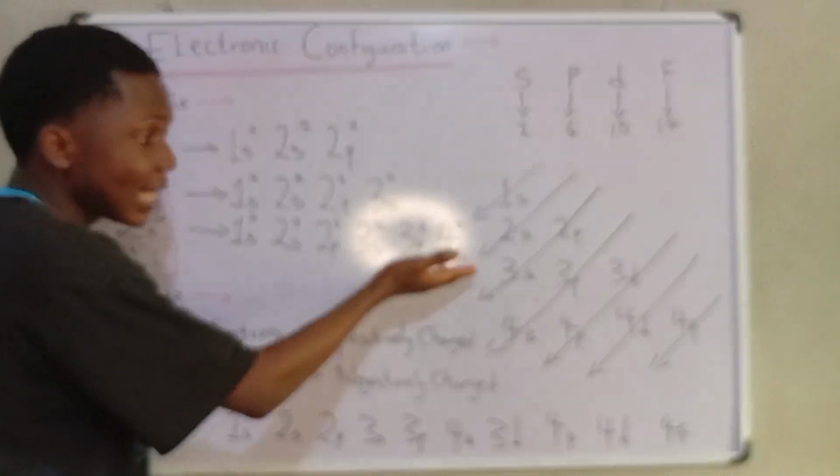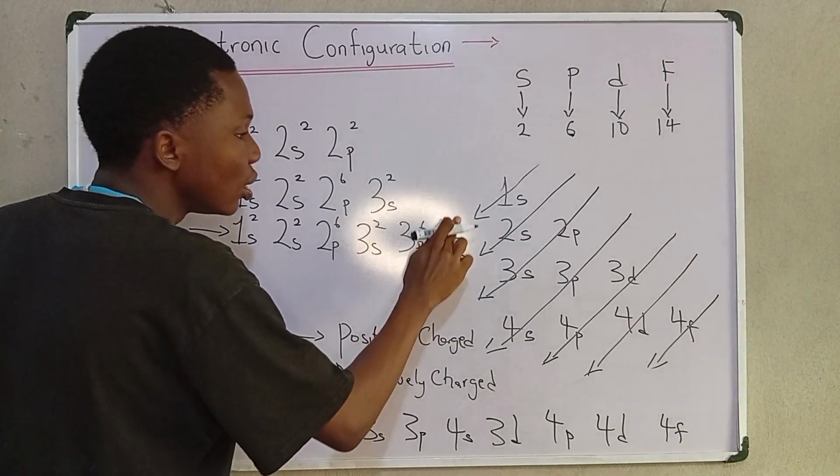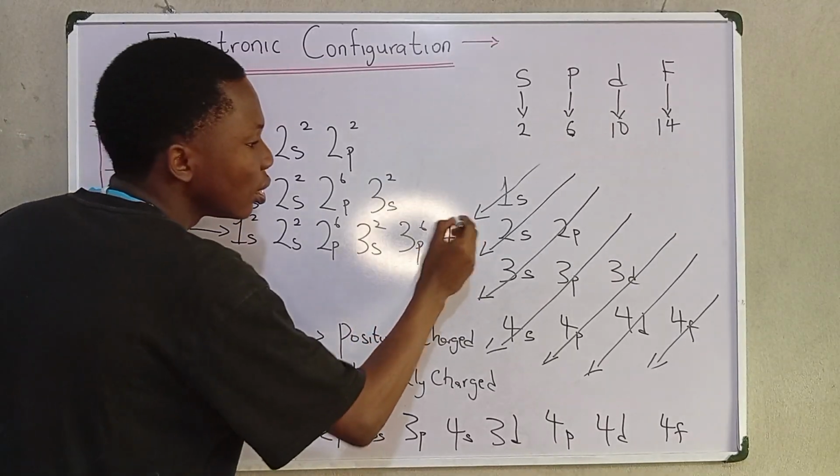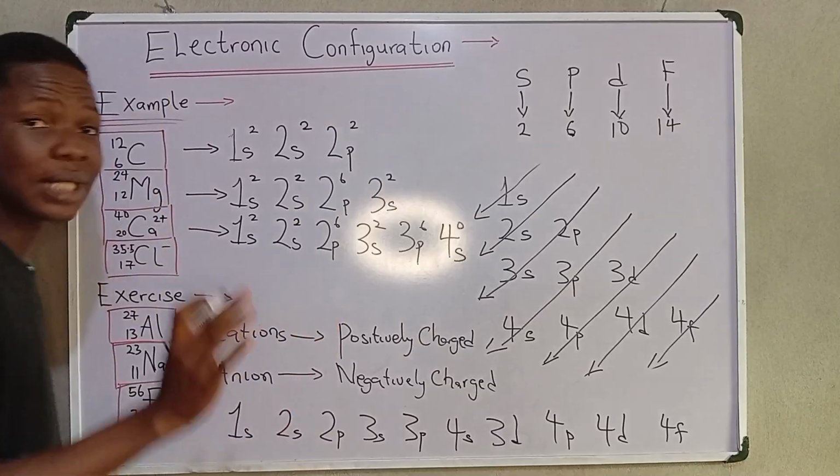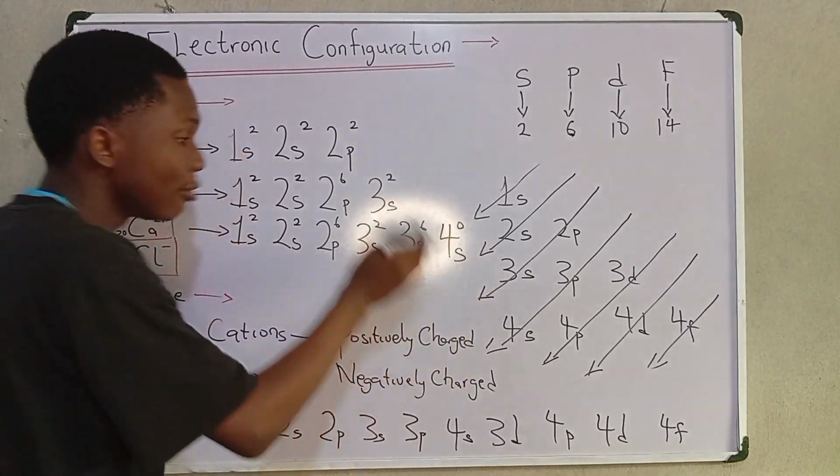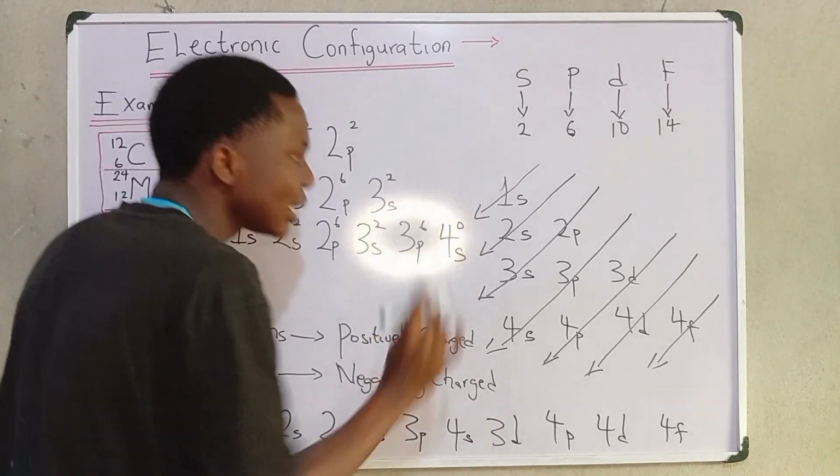So we are lucky enough that it ended with S. So we just have to do what? Remove the 2 electrons. You will write it 0. That's how you write it. Instead of removing it totally, write it, then cancel the electrons later.